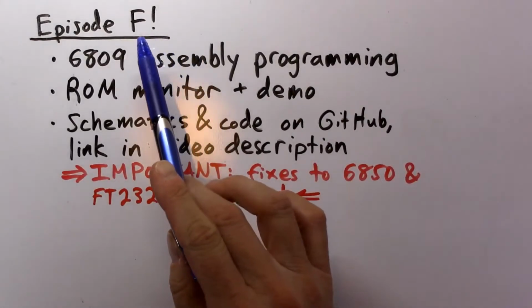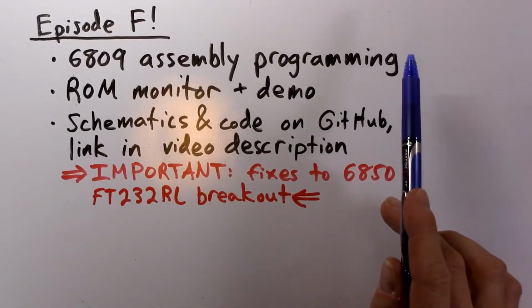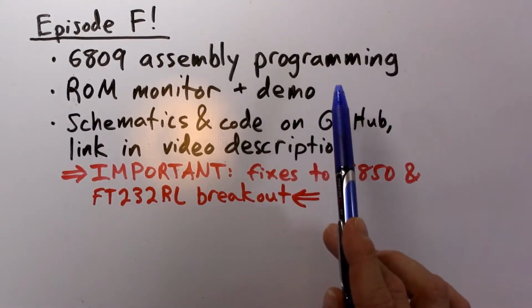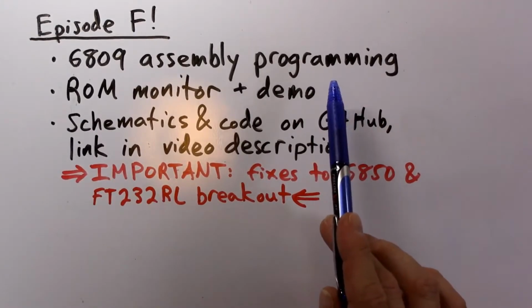All right, welcome to episode 15, and in this episode we're going to talk quite a bit about 6809 assembly language programming. We're going to develop a ROM monitor and show what it can do.